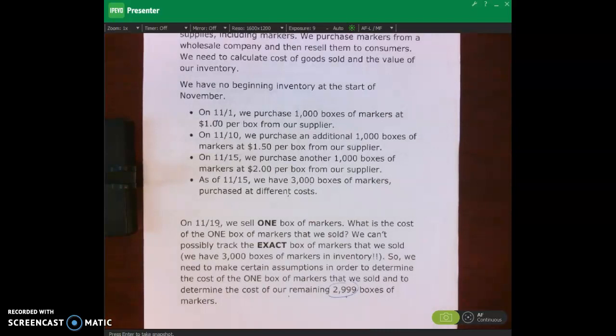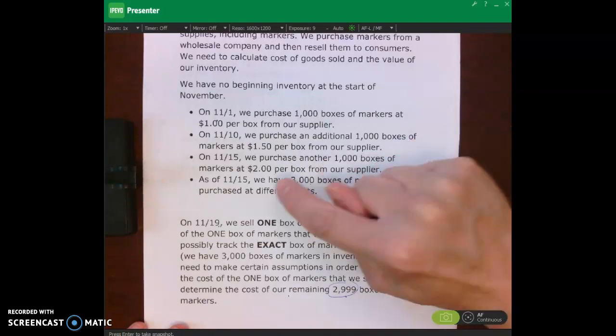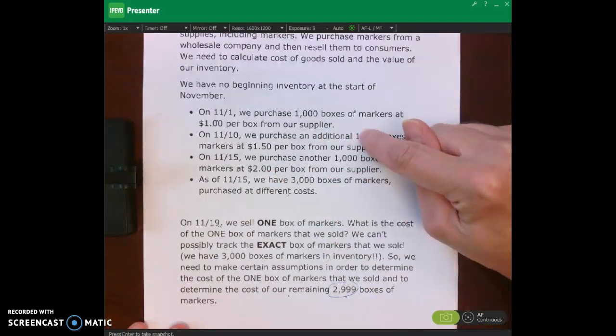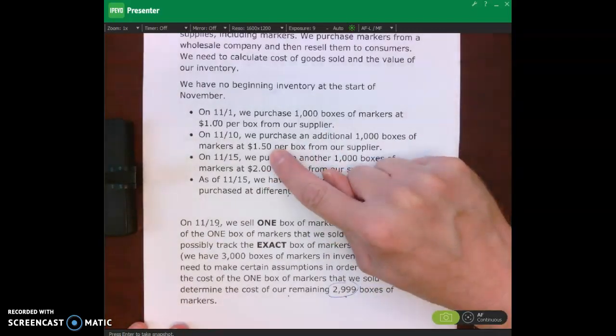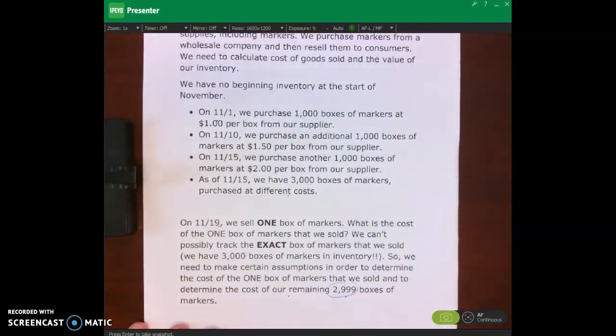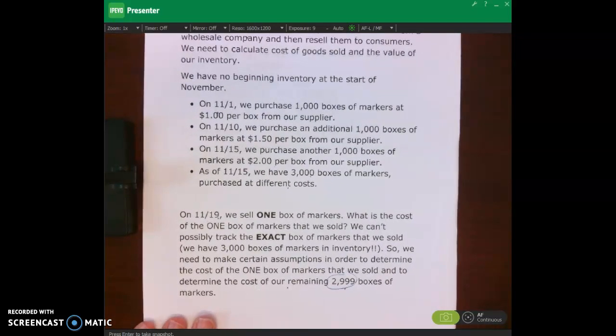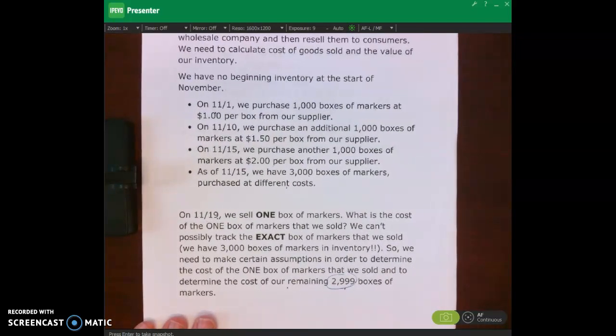So on the 15th, let's assume that we have 3,000 boxes of markers, but the thing is they were purchased at different costs. 1,000 boxes were purchased at $2, 1,000 boxes were purchased at $1.50, and 1,000 boxes were purchased at $1. Okay? So on 11/19, let's say that we sell one box of markers.